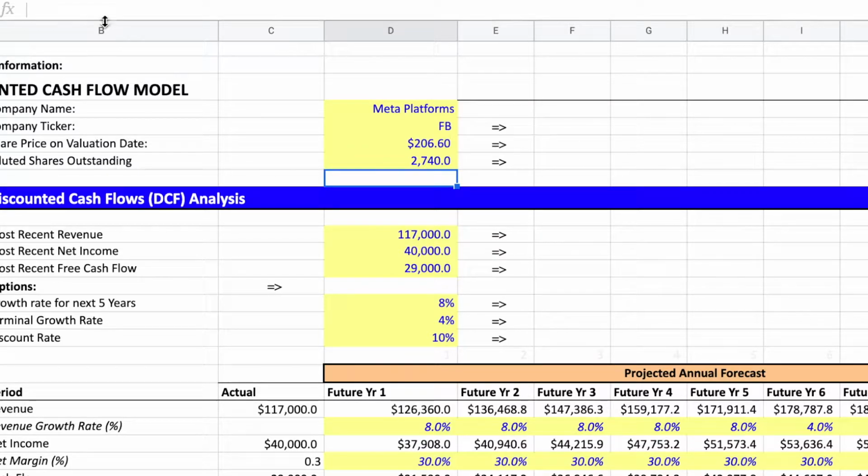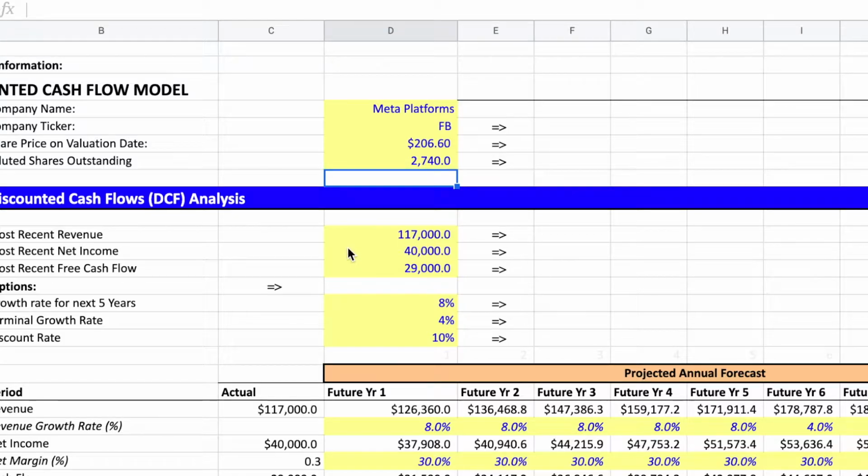So currently, on the day of recording, the share price is $206.60 and the total outstanding shares is 2.74 billion. However, this will continue to decrease as Facebook is buying back shares aggressively. In quarter 3 of 2021, they started a $50 billion buyback program. So far they've used $12 billion, so they still have $38 billion left, and they'll continue to buy back shares over the next few years.